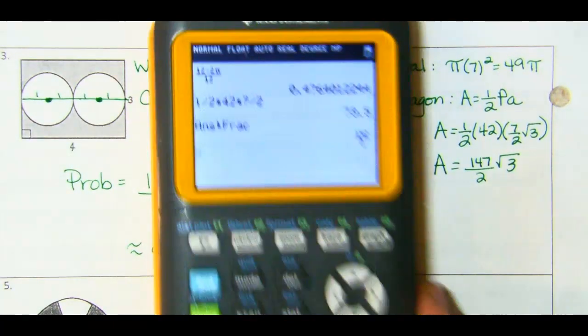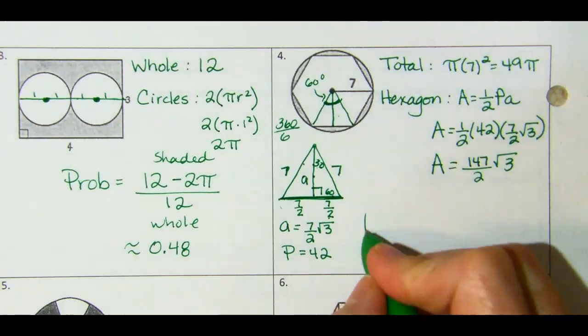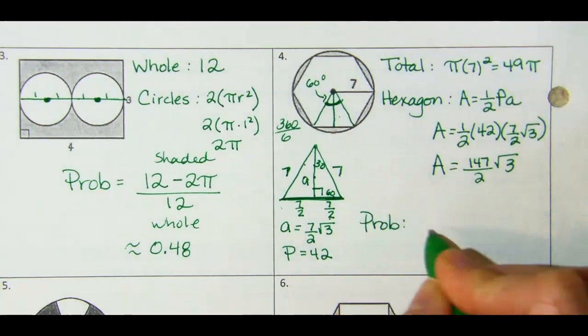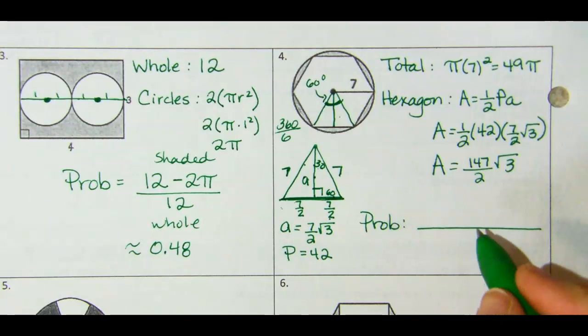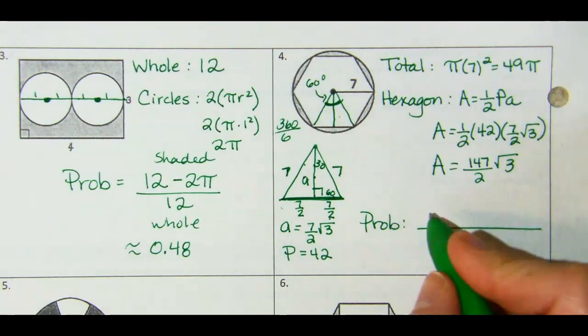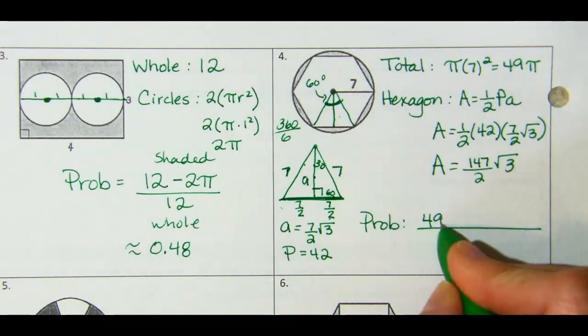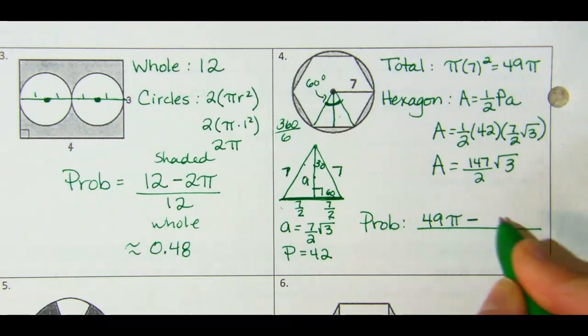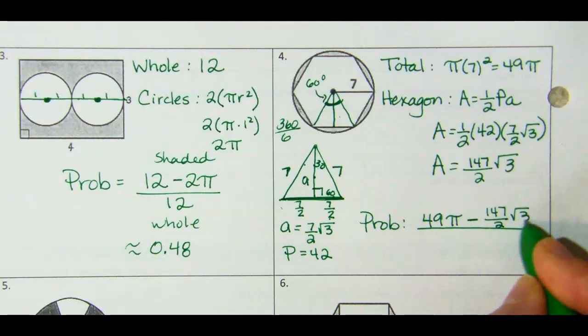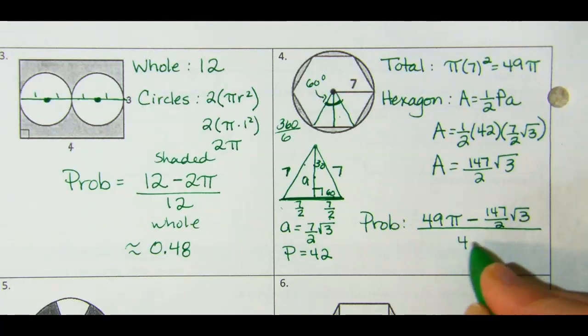So now, time to find the probability. Okay? So the probability is going to be the part that is shaded. That is going to be the circle, subtract out the hexagon, over the whole area, which is the circle.